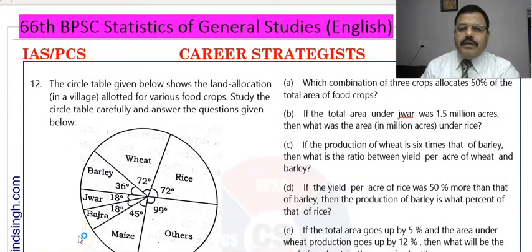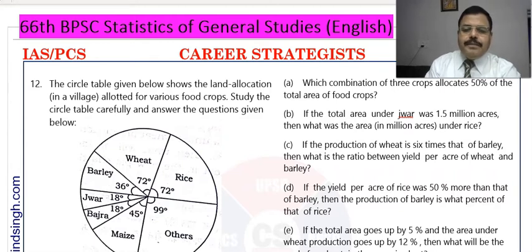The very first question, the 12th question that is given here: the circle table given below shows the land allocation in the village allotted for various food crops. Study the circle table carefully and answer the question given below. Which combination of three crops allocated 50% of the total area of food crops?